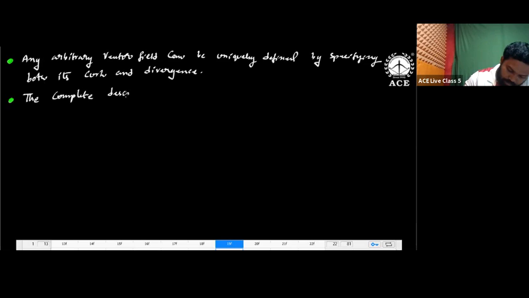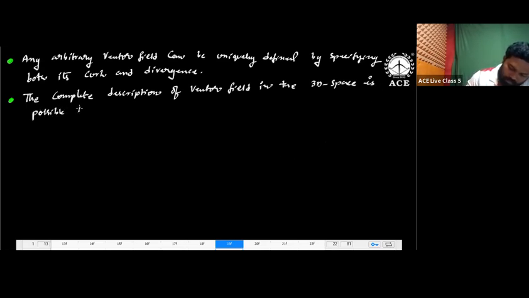The complete description of a vector field in the three-dimensional space is possible by defining both its curl and divergence.